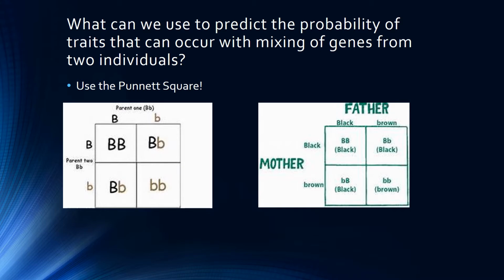So what can we use to predict the probability of traits that can occur with mixing of genes from two individuals? We're going to be using the Punnett square. So when you come to class tomorrow, make sure that you understand this Punnett square.